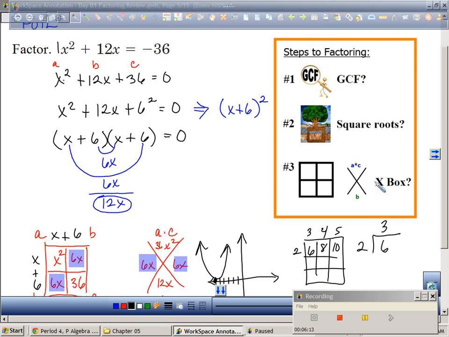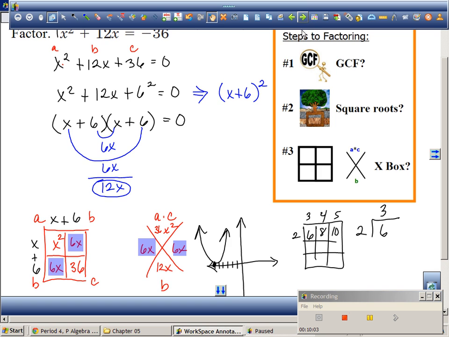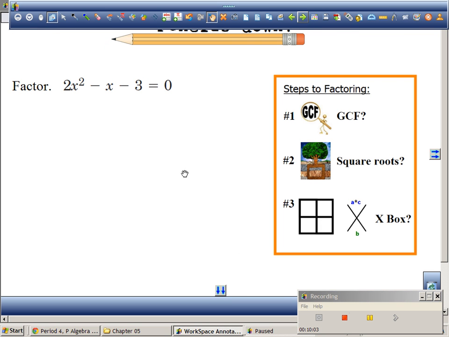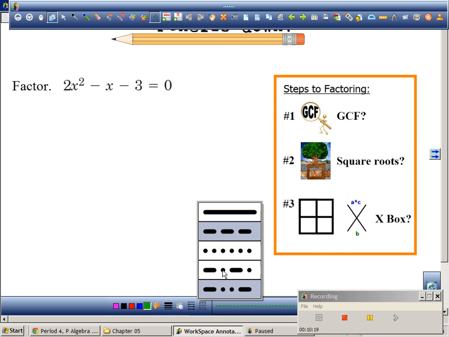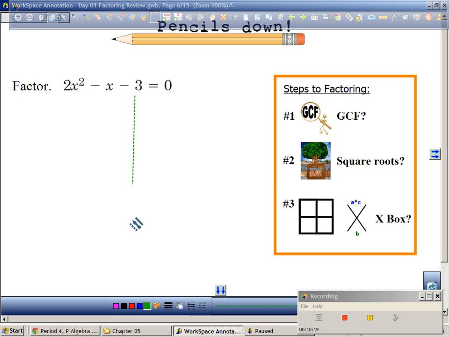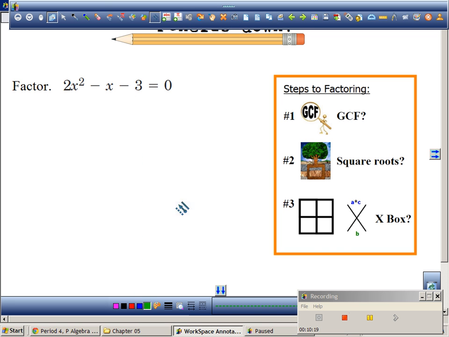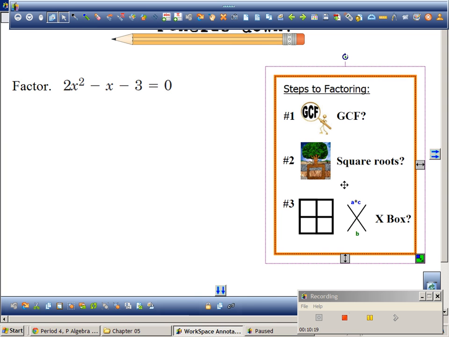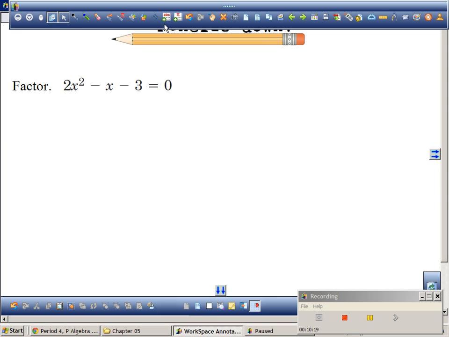All right, write as much of that as you need. Okay, let's look at another one. This time I'm going to start with the X box. Does anybody know why I'm going to start with the X box on this one? It's the 2, that coefficient, right? All right, so let me draw a line down the middle, and I'm going to go ahead and go through both methods. Can I get rid of this now? Is that okay?